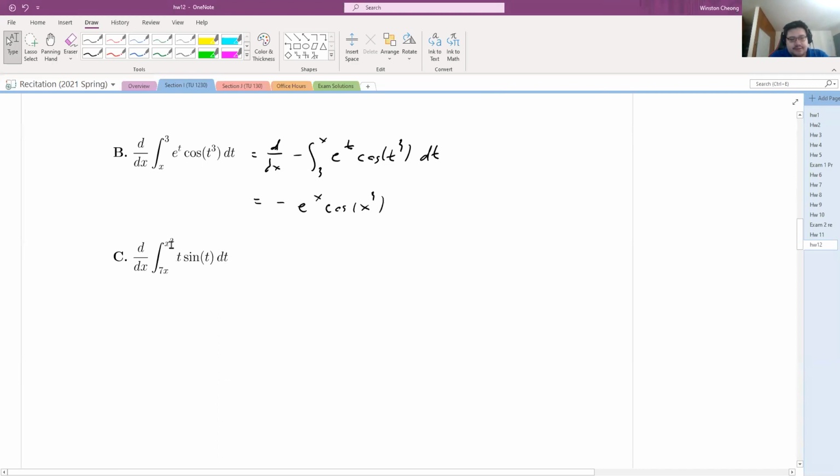Right, and now C is quite different. So in this case, what you have is something with 2 variables, right? With a varying lower limit and upper limit. And the thing about that is, well, that doesn't exactly match. So we have to do something. We have to kind of modify our integral in order to be able to work with it.